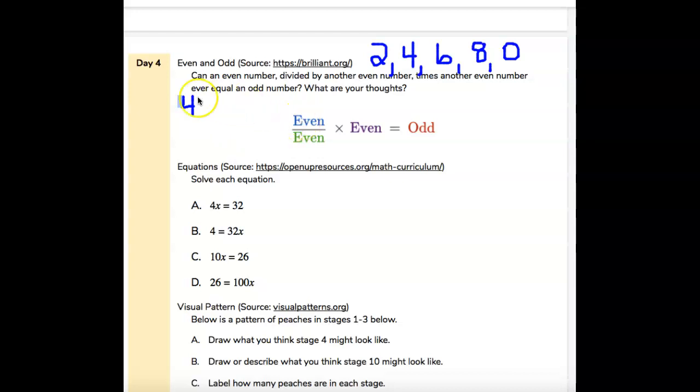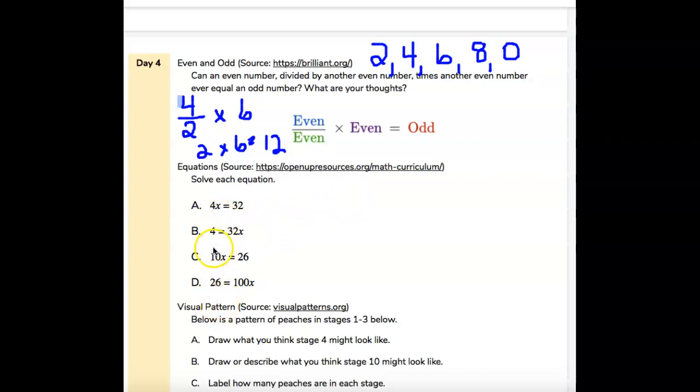All right, so we've got the even number 4 divided by the even number 2 times, let's do the even number 6. So 4 divided by 2 is 2, and 2 times 6 is 12. So this is 12. So it is not odd. So there's one example. I would do at least 5 examples. Any even number divided by an even number times even. I've done 1, so I would do 4 more. And I think you'll see a pattern of whether they're all even or if any are odd. Okay? All right. Let's move on.